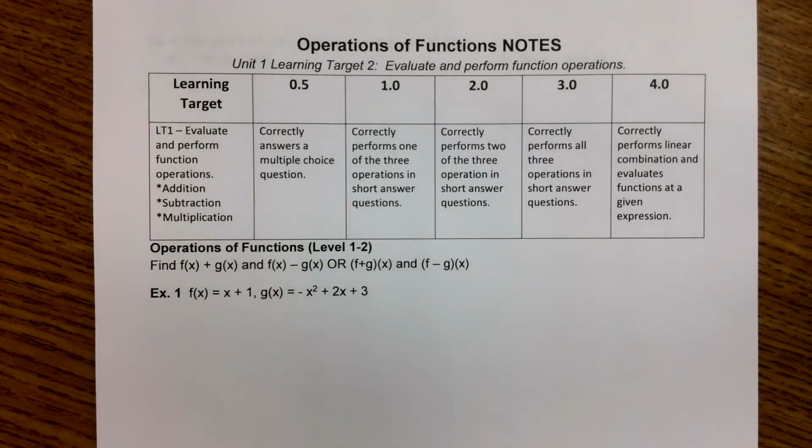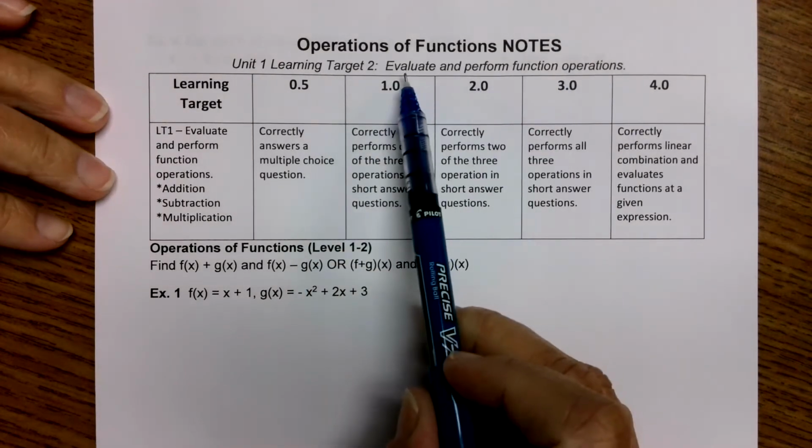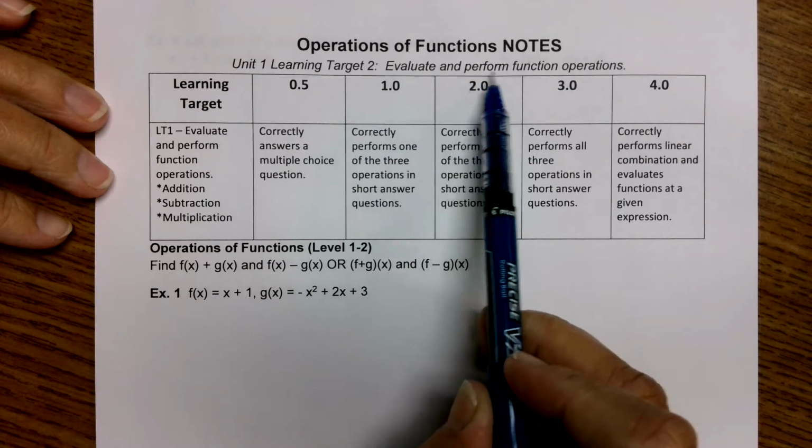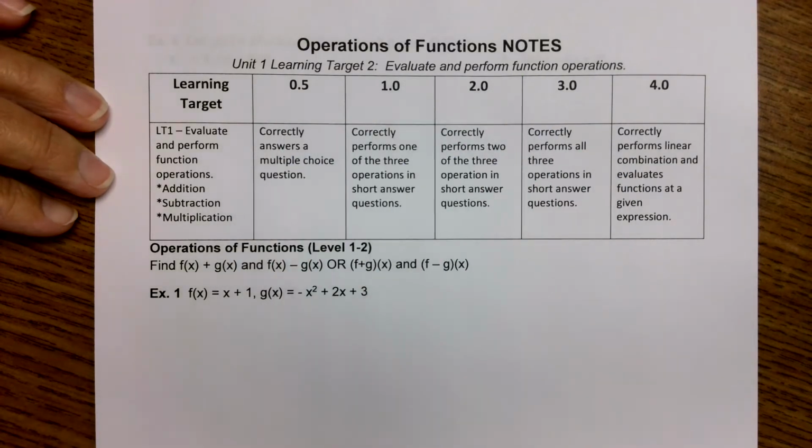So we're going to look at operations of functions, and this is under Learning Target 2 in Unit 1. We looked at evaluating on the last set of notes, but now we're going to actually perform function operations. Here is the rubric that you are going to be graded on.